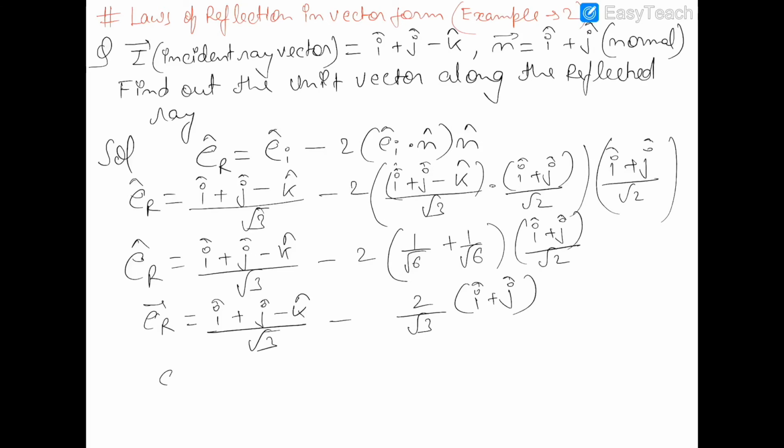So e_r cap is equal to this. Now i by √3 minus 2i by √3 is minus i by √3. j by √3 minus 2j by √3 is minus j by √3, and minus k by √3. So this is the vector along the reflected ray.